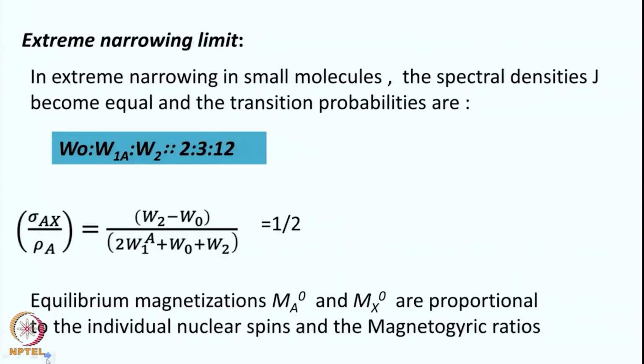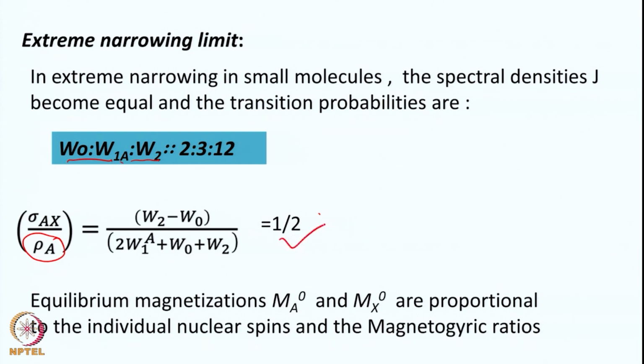So, what happens in the extreme narrowing condition? For a small molecule, this is the case where the extreme narrowing condition comes, because they can tumble very fast. So, the spectral density becomes equal to the transition probability. We can write omega 0, omega A, that is the zero quantum transition, the single quantum transition probability of the A spin, and the double quantum transition probability is in the ratio of 2 to 3 to 12, and if you do the algebra, the ratio of the cross relaxation rate and the auto relaxation rate, one can get it as half.